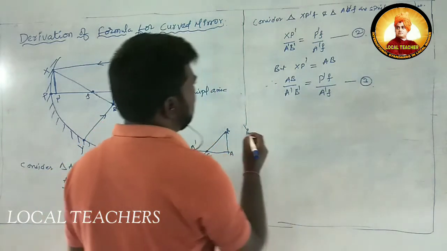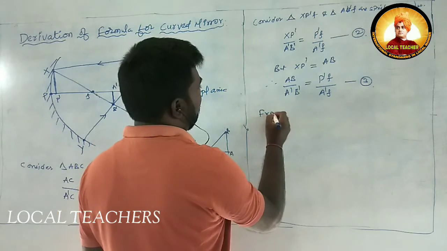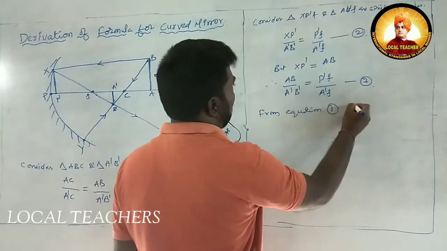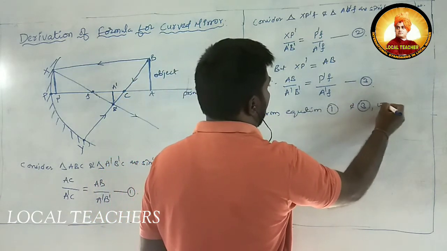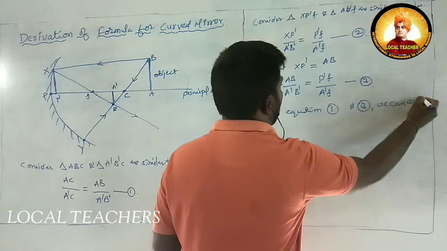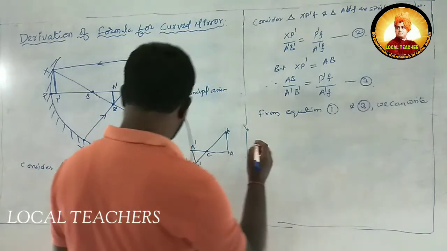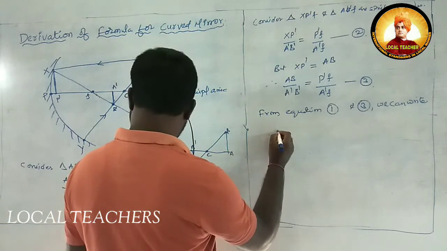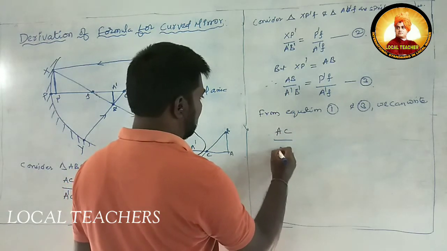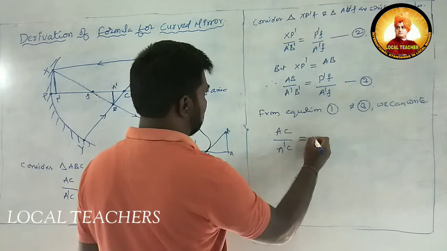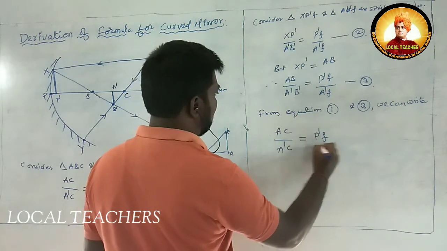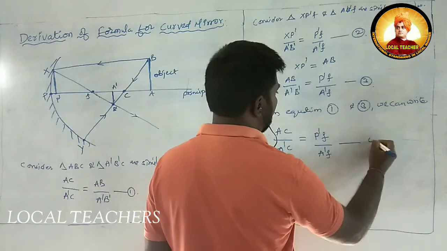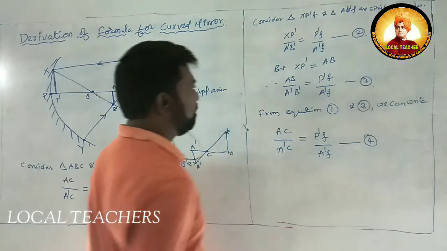From equation 1 and 3 we can write AC by A dash C equals P dash F by A dash F. Consider this is equation number 4.